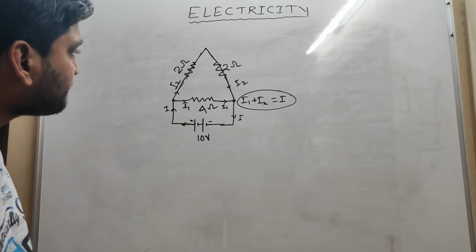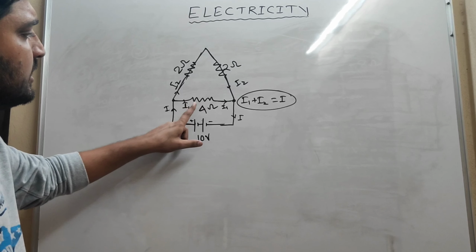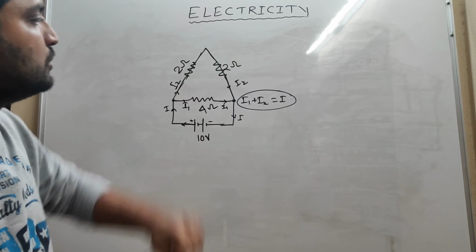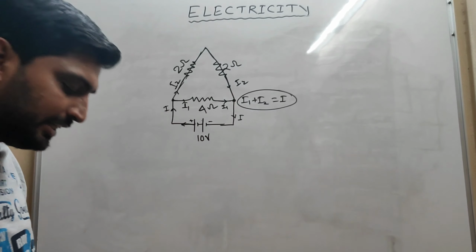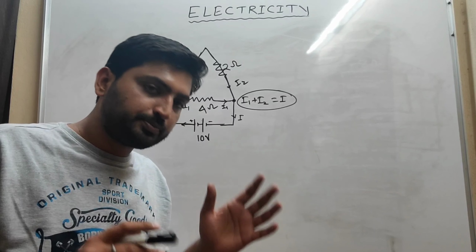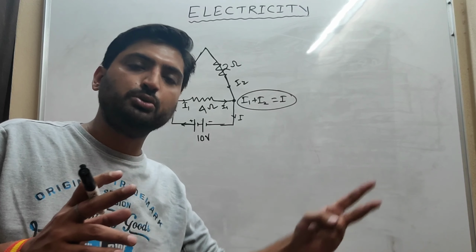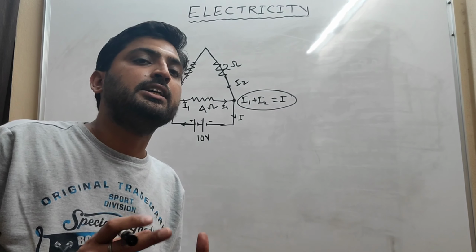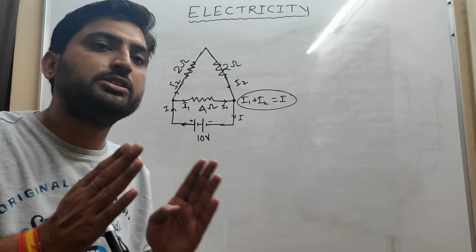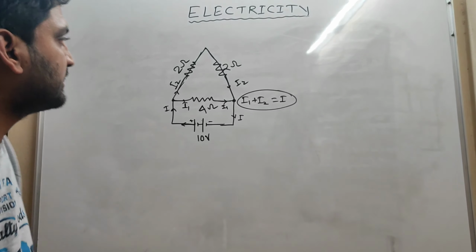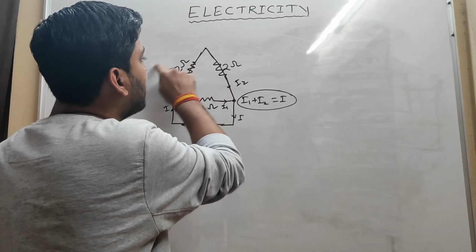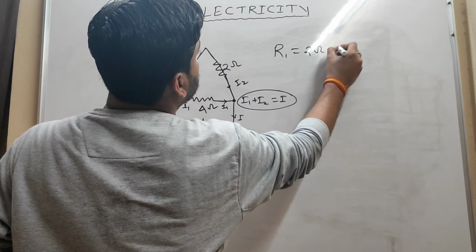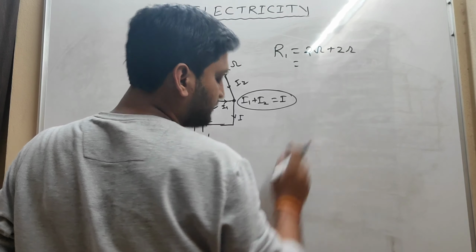So see here, I1 current is flowing through the 4 ohm resistance, but I2 current is flowing through this 2 ohm as well as this 2 ohm also. If the same current is flowing through two or more resistances, it means the resistances are connected in series, because current remains the same in series connection. So these two resistances are in series. What will be the equivalent of these two resistances? As it is in series, 2 ohm plus 2 ohm.